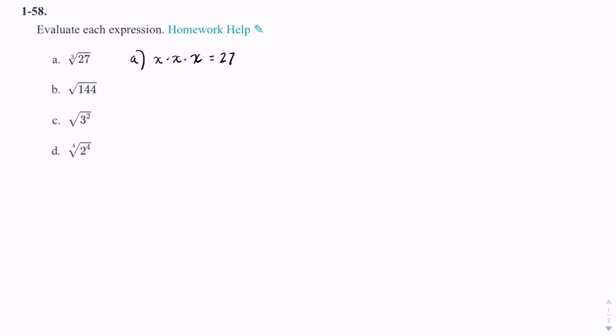I tried 2. 2 times 2 times 2 is 8. That's not good. 3 times 3 times 3. 3 times 3 is 9. Times 3 is 27. So we get the cube root of 27 equals 3, right?